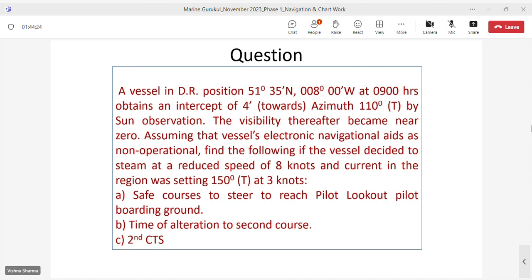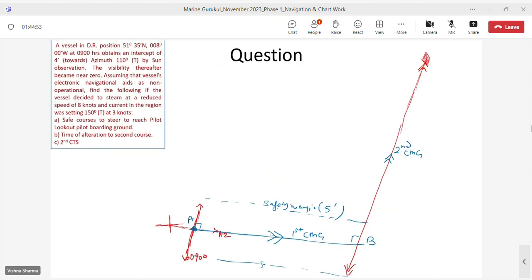Assuming that vessel's electronic navigational aids are non-operational, find the following if the vessel decided to steam at reduced speed of 8 knots and the current in the region was 150 into 3 knots. There is no wind here. Safe courses to steer to reach pilot lookout light. Time of alteration to the second course and the second CTS. You cannot find out what time you will reach the pilot ground for sure. So this particular question is like this, beta. I can clear it and replot with you.